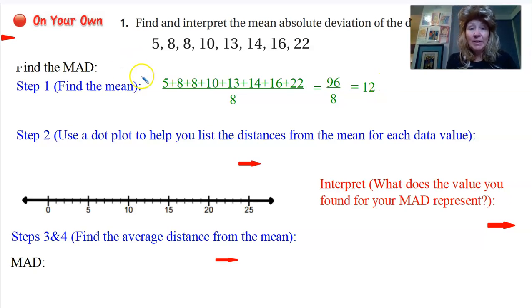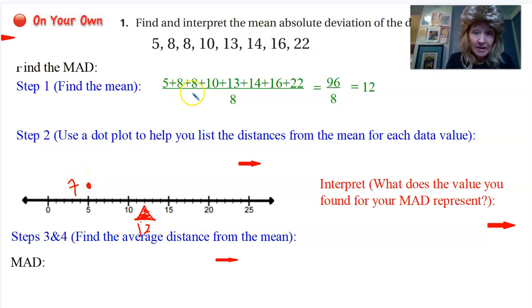So I go and I look at it and I go, well, how far is this 5 away from 12, right? Oops, sorry. Let me go ahead and put 12 right here as the mean. So there's my 12. When I put this little dot where the 5 is, it is 7 away. I'm going to put a 7 next to it.